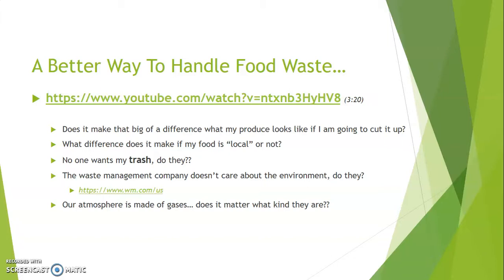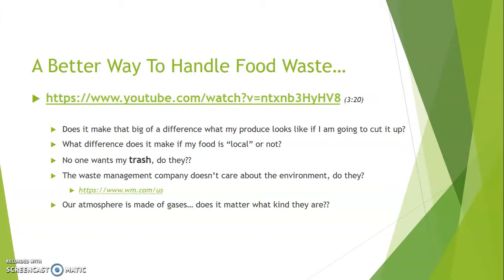A lot of us think, it's my trash. Nobody really wants it, right? I need to put it out. They need to pick it up. It needs to go to landfill. You might be surprised by what you find. And then you'd think that waste management companies, right, the people that get paid to take care of our trash, they don't really care about the environment, do they, or don't they? I think you'll be surprised what you find out there.